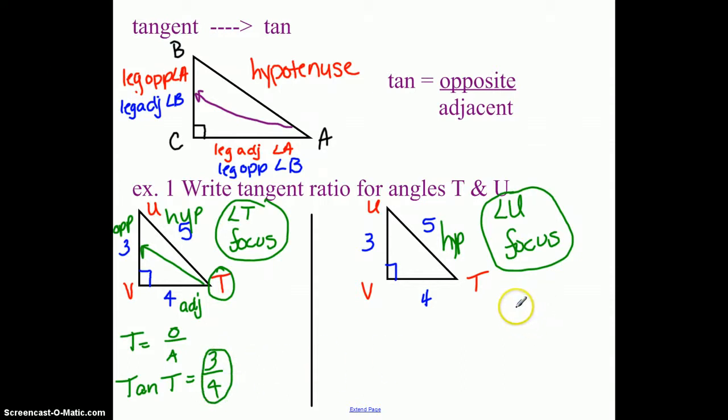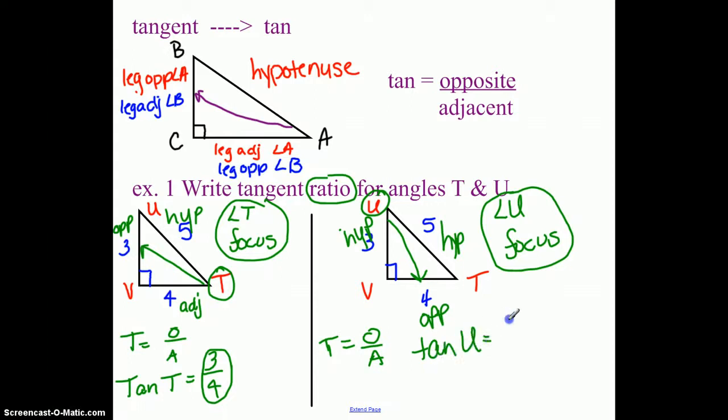Now, I could put that in a calculator and get 0.75, and that's all well and good, but they're just asking us to write the ratio. So if you're writing a ratio, reduce it if you can, and if you can't, then that's the final answer. Now in this one, angle U is my focus. So this side right here would be opposite, which makes 5 the hypotenuse. So if tangent is opposite over adjacent, then the tangent of U is going to be 4 over 3. And since I can't reduce it, that's the final answer.